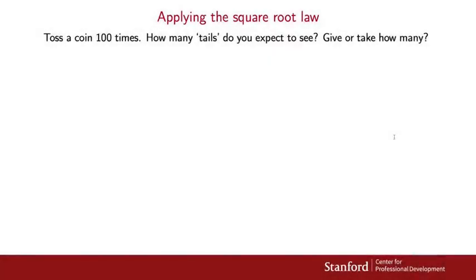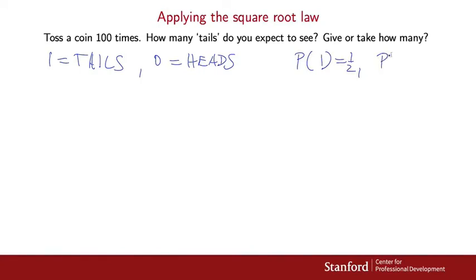So now let's look at an example that applies the square root law. We toss a fair coin 100 times. How many tails do we expect to see, and what's the give or take number? This is an example where we count. We count how many tails we're going to see in 100 tosses. So we will introduce labels where a 1 stands for tails and a 0 stands for heads. Then we simulate these 100 tosses either by really tossing a coin 100 times or by using a computer, and in each case the probability of getting a 1 is a half, and the probability of getting a 0 is also a half.